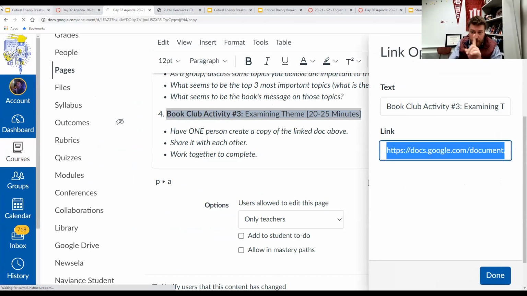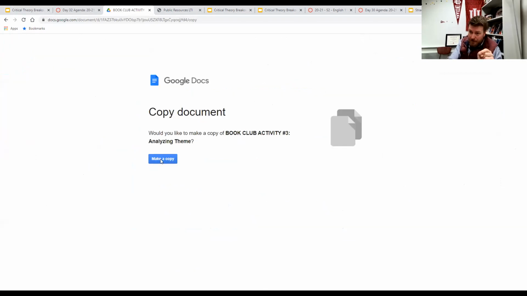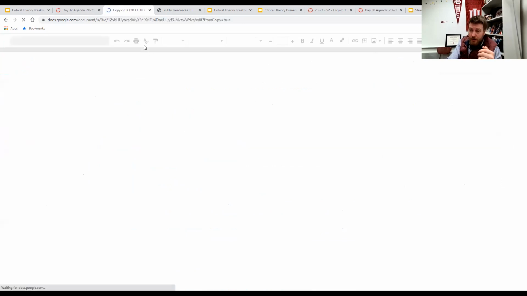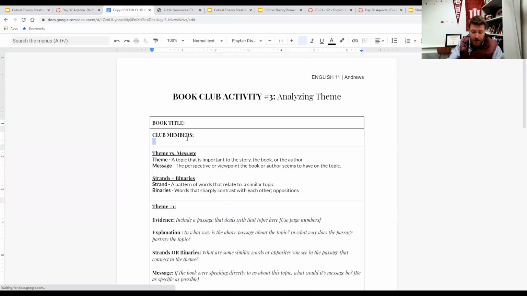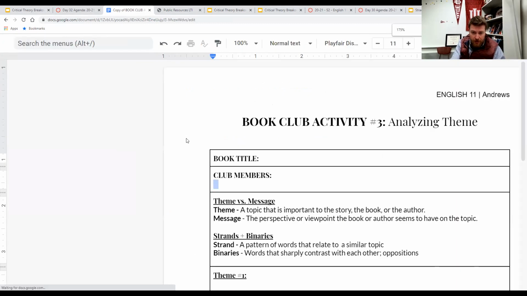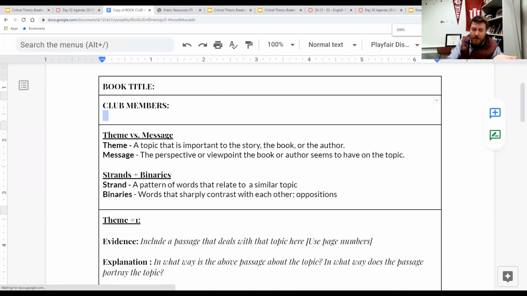Obviously, one of you in your group is going to make a copy of it like this. Once you've made the copy, share it with your other book club members. And here is the worksheet. It has a quick explanation of strands and binaries, which I just went over, so I'm not going to go into that.